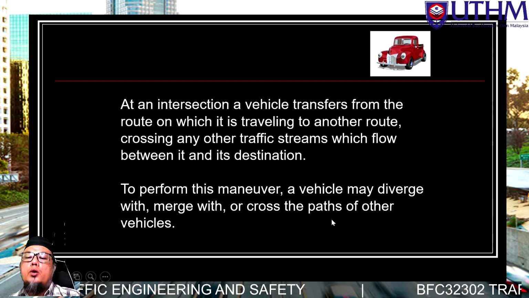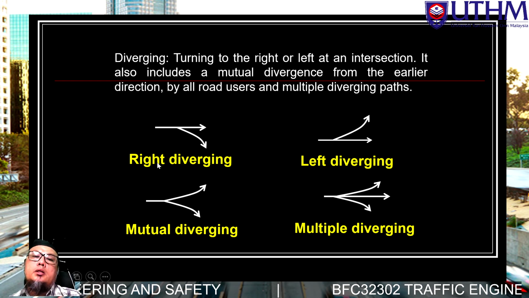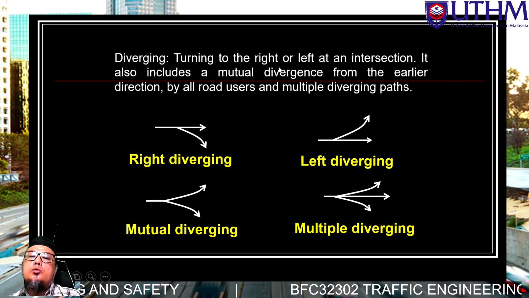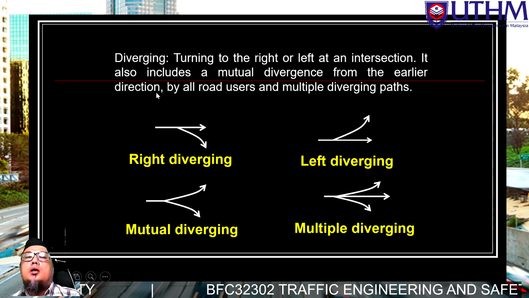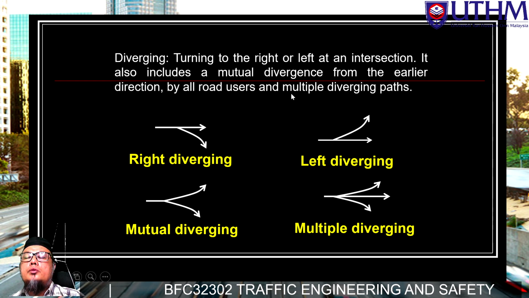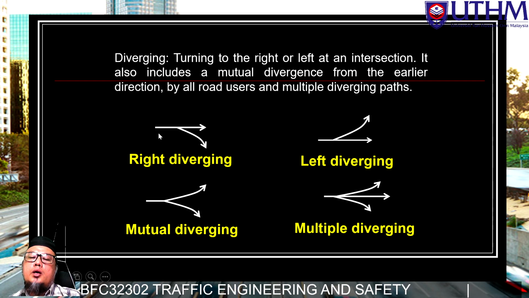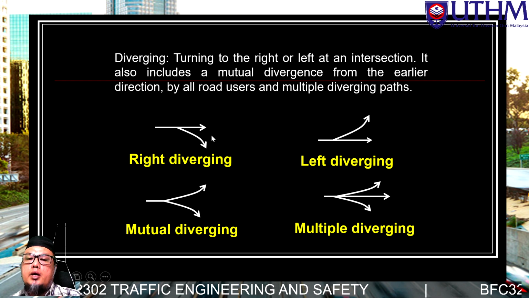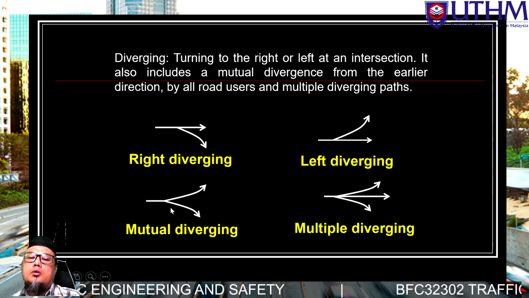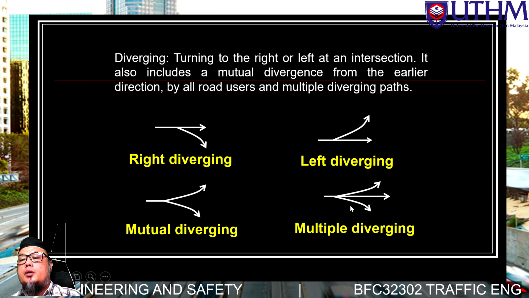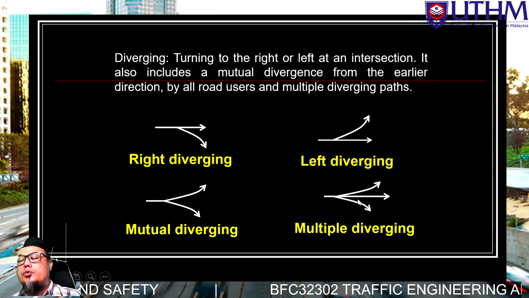So we go one by one, the maneuver types or patterns. Okay, first diverging, turning to the right or left at intersections, including a mutual divergence, direct to all users, and multiple diverging paths. So these are the patterns. The first one diverges to the right, to the left, mutual, I think it's simultaneous or concurrent movement, and multiple direction. So one to the left, one to the right, and one to the straight or through lane.